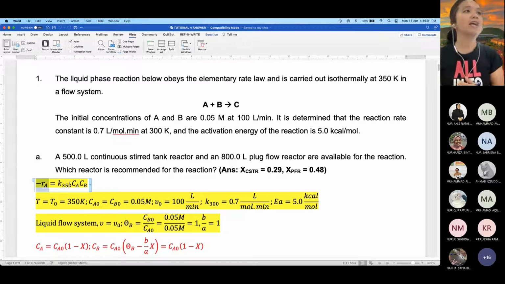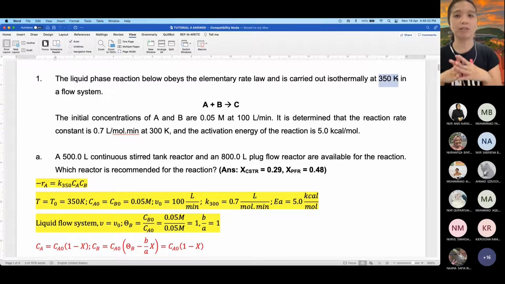Alright, then carried out isothermally. By now, in chapter 4, we are still talking about isothermal, meaning there are no changes of temperature during the reaction. Meaning the temperature of the feed entering will be the same as the temperature of your product after the reaction takes place. Okay, so it is carried out at 350 Kelvin. So the reaction temperature is 350 Kelvin. When you already know the temperature of the reaction, you directly know that in the rate law, the value of k must be at 350.